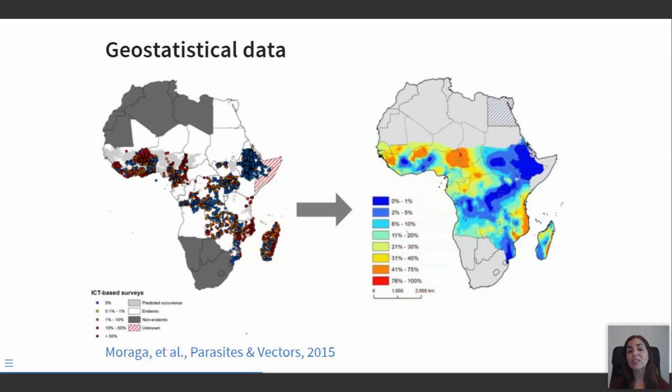When we work with geostatistical data, we are assuming that the risk is a spatially continuous surface that can be measured at specific locations. For example, here we are measuring the risk or the prevalence of lymphatic filariasis in these specific locations. And our objective is to predict what is the prevalence of lymphatic filariasis, or the disease that we are studying, in areas that are not sampled. And we will use the data collected and also covariates and information that are known to affect disease transmission.